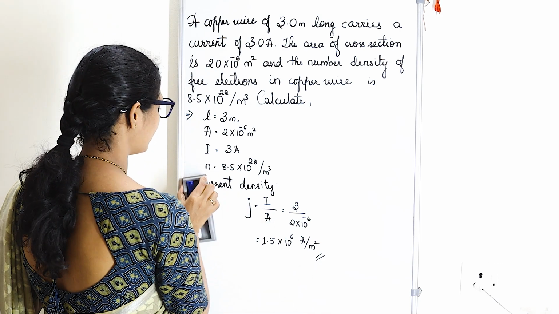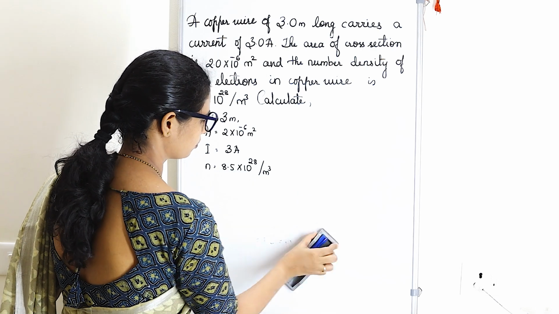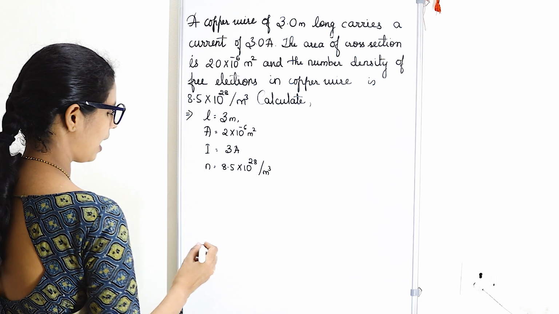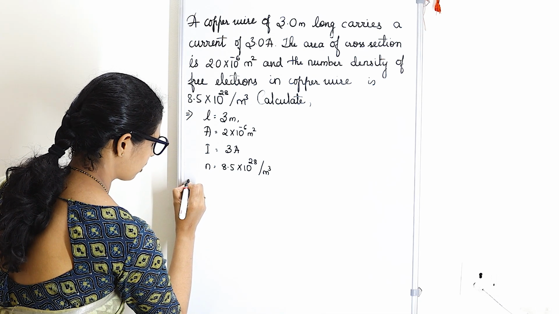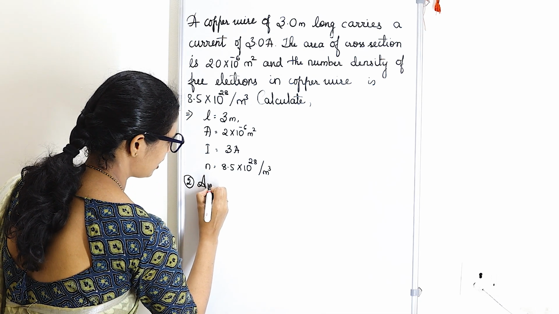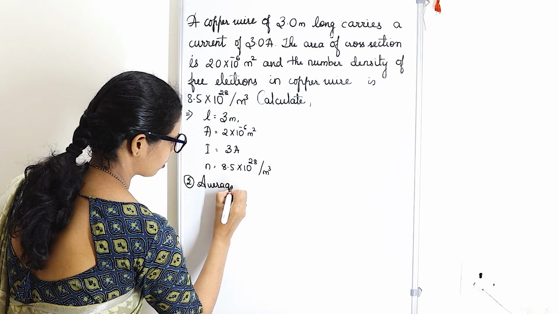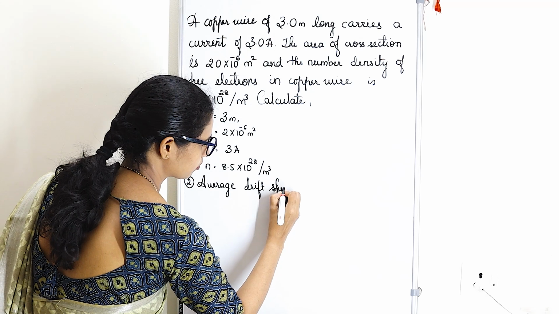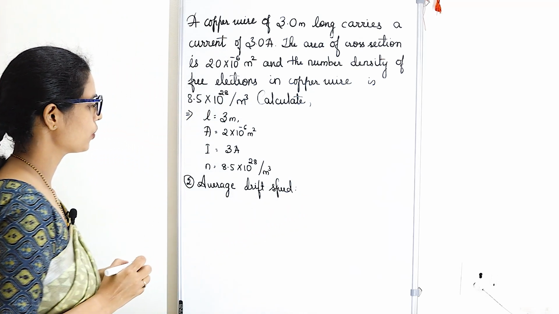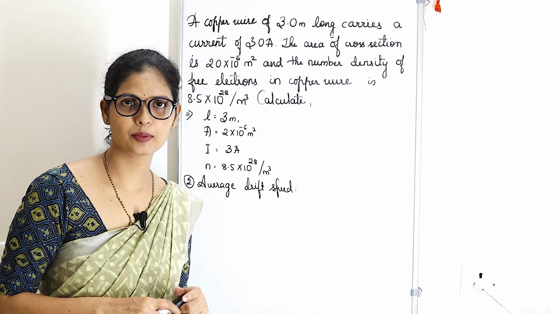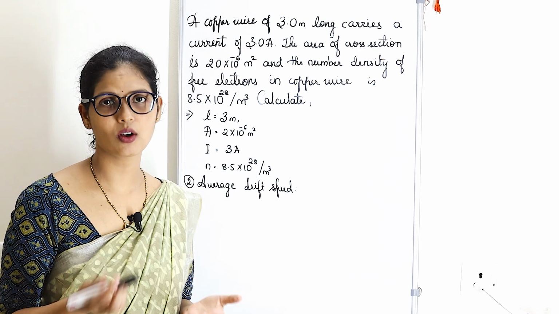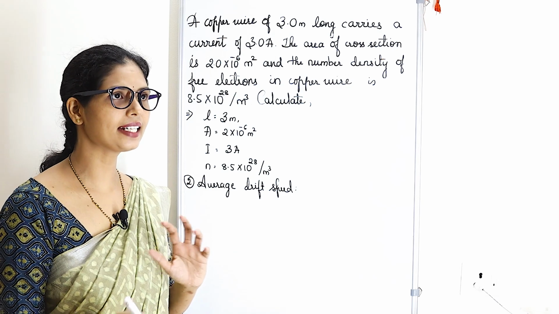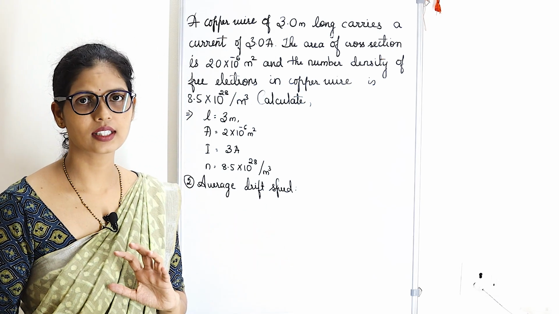So the next sub question is, next you need to find out the average drift speed. So second is average drift speed. Okay, so you need to find out average drift speed, or you can say average drift velocity. Okay, so there is an equation which is relating current and the velocity, drift velocity.